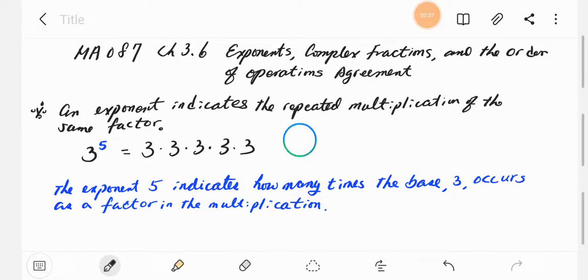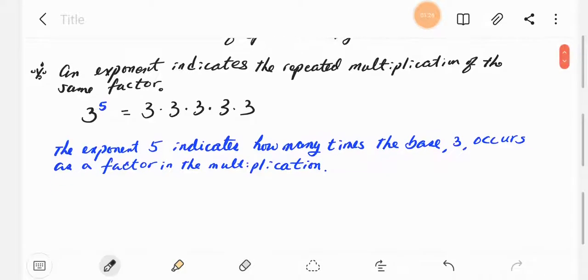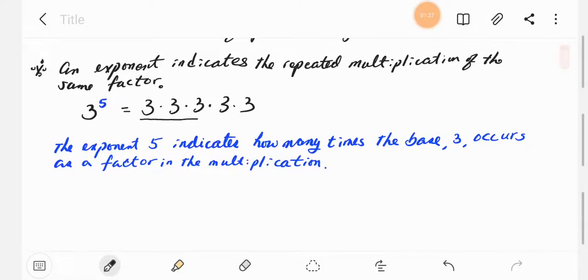So this is a product, and the base 3 is a factor of this product. When you have a product, each number in each part is called a factor. So 3 is a factor. There are 5 factors of 3. So the exponent 5 indicates how many times the base 3 occurs as a factor in the multiplication. This is a multiplication, and each number 3 is a factor. So 3 occurs 5 times. Why 5 times? Because the exponent is 5.